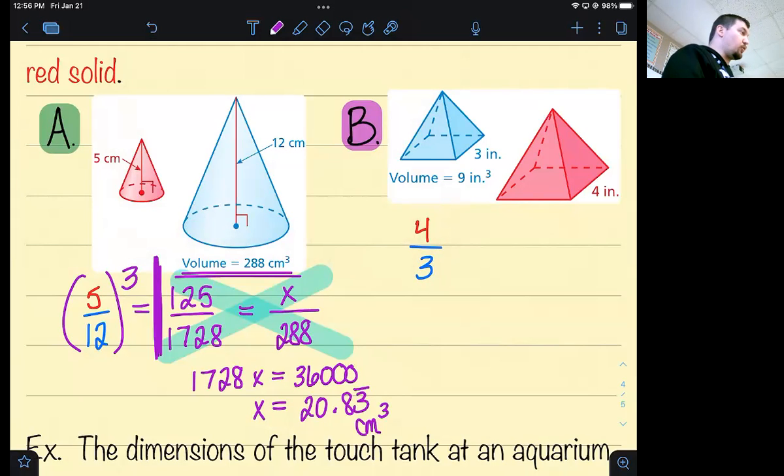A volume ratio. So we're going to raise it to what power? That's right. Can you tell me what 4 to the third power and 3 to the third power is?